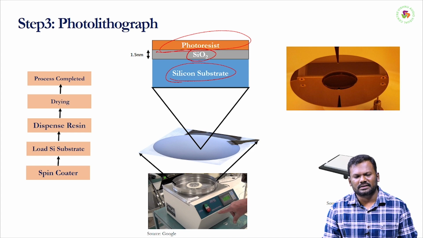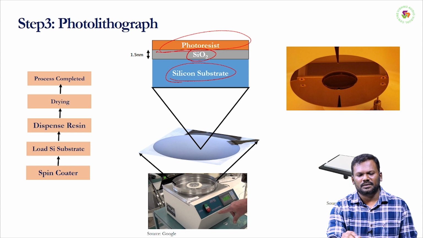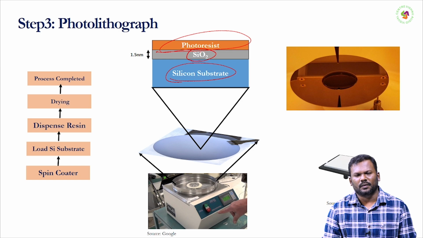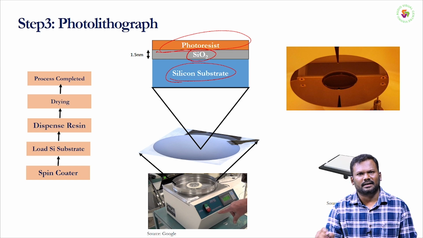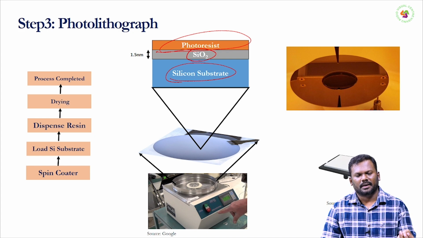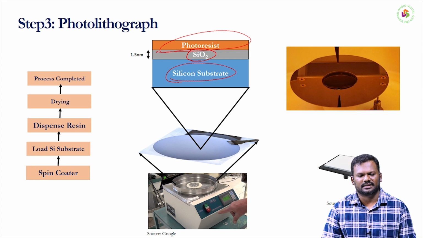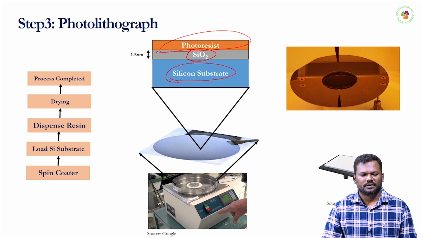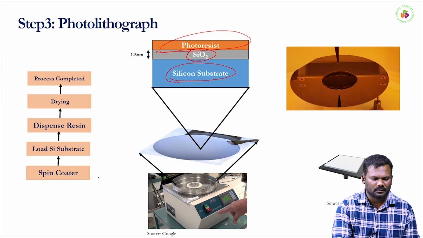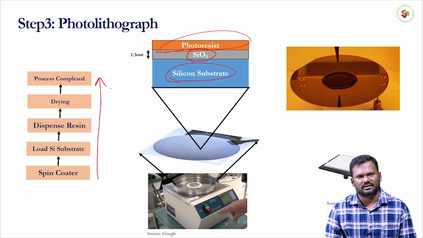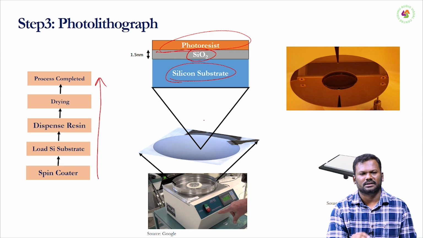So what is the importance of this photoresist? By using this photoresist, we can make patterns. Those patterns are helpful to fabricate your transistors, capacitors, resistors, etc. So the photoresist is a very important process. If you see here, these are the important steps in photoresist deposition on the silicon substrate.